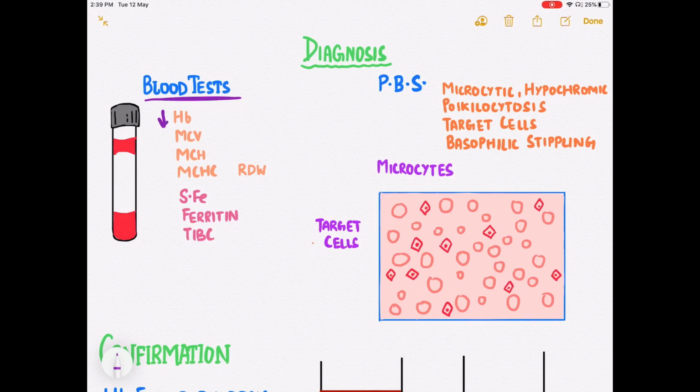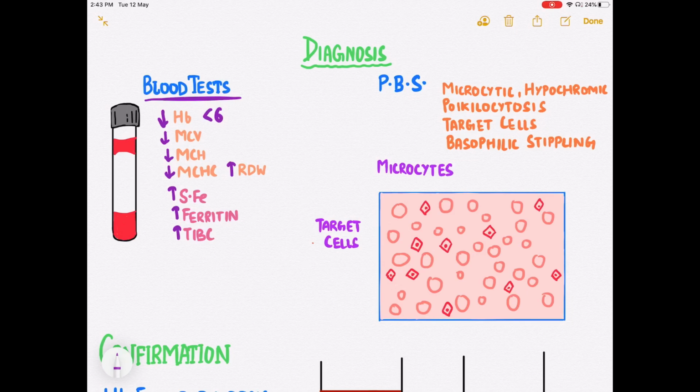You can diagnose a beta thalassemia patient by routine blood checkups, which show a reduced hemoglobin concentration, which is less than 6 grams per deciliter in case of beta thalassemia major. The mean corpuscular volume, mean corpuscular hemoglobin, and the mean corpuscular hemoglobin concentration are all reduced. The red cell distribution width is increased as various sizes of RBC are present within the body. The iron parameters such as serum iron, serum ferritin, and the transferrin iron binding capacity are increased as excessive iron accumulates within the body.